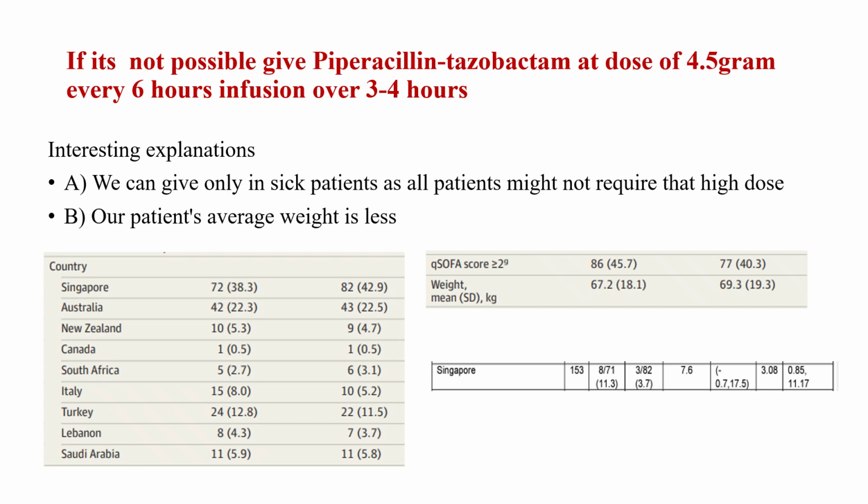So even the 6 hourly dosing is failing compared to carbapenem. So I don't see any reason why we should give piperacillin-tazobactam at a dose of 8 hourly. So if you are still choosing to give piperacillin-tazobactam, I think it is better to give a 6 hourly dose rather than an 8 hourly dose.